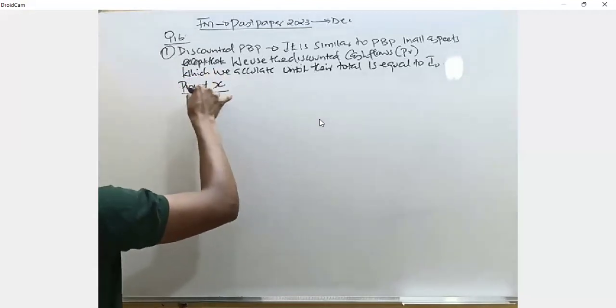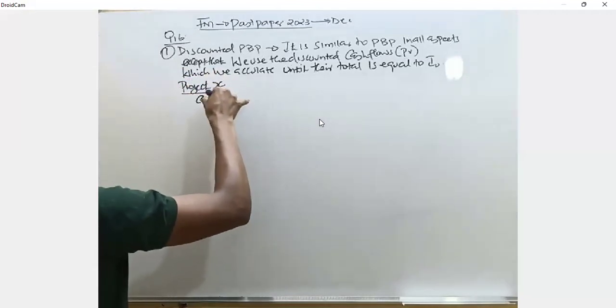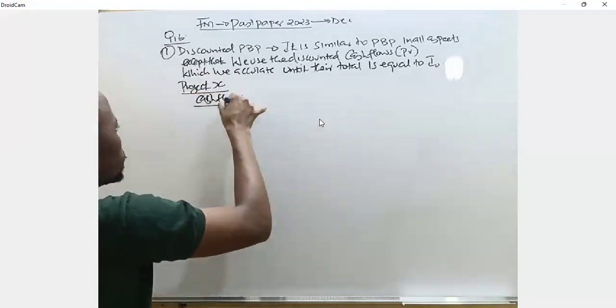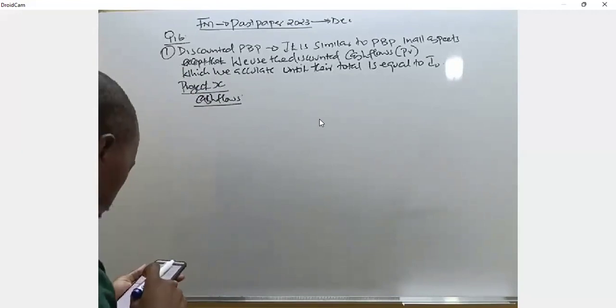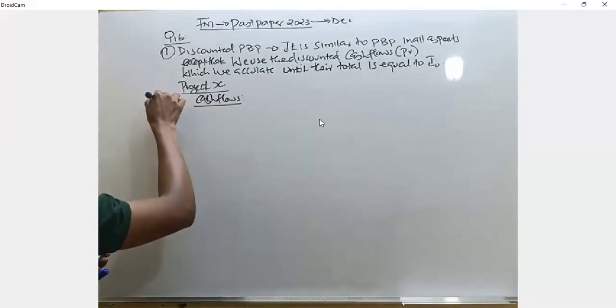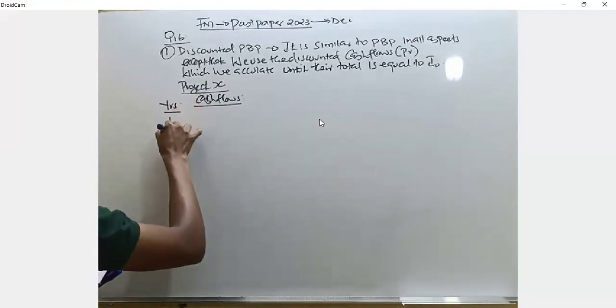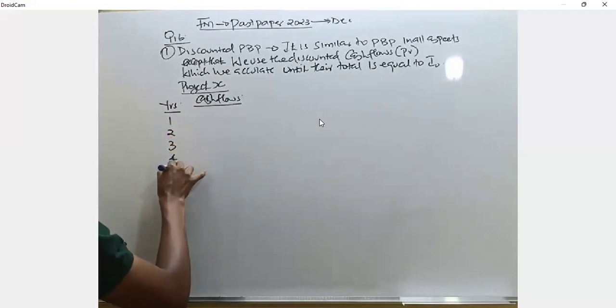Let me check on the cash flows given. We are given some cash flows there. So when I look at the cash flows, let me just copy mine as you do yours. So the first year, the cash flow we were able to get, let me write the number of years there: 1, 2, 3, 4, 5, and 6.